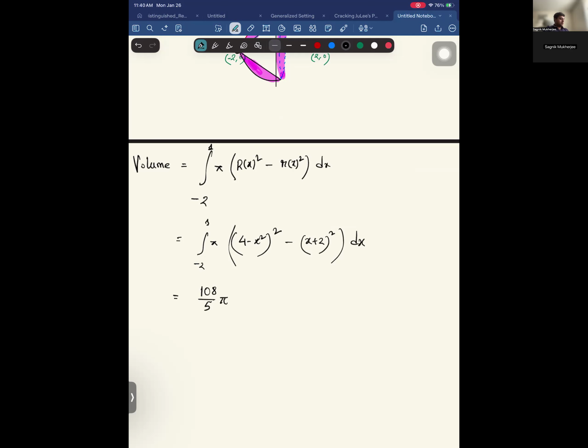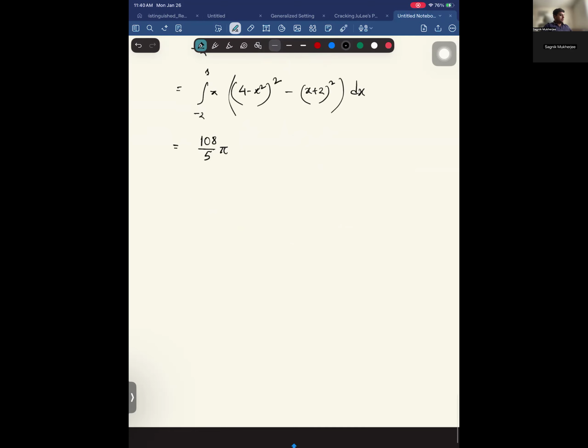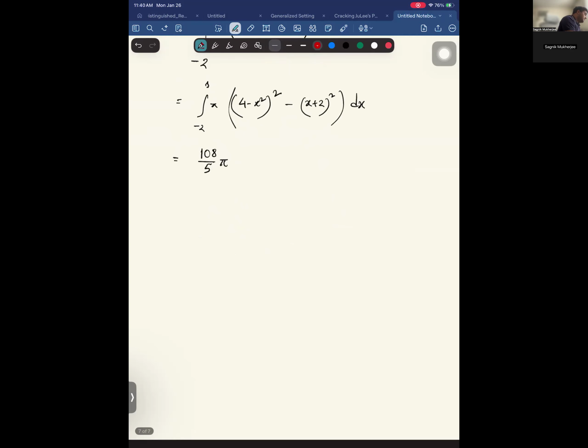Okay, so that's all about rotation around the x-axis. Now, let's jump to 6.2.3. Rotation about the y-axis. And what is the theory? Absolutely similar to that of rotation about the x-axis. Just replace x with y.